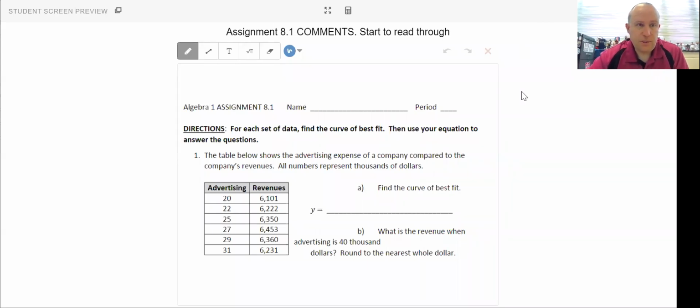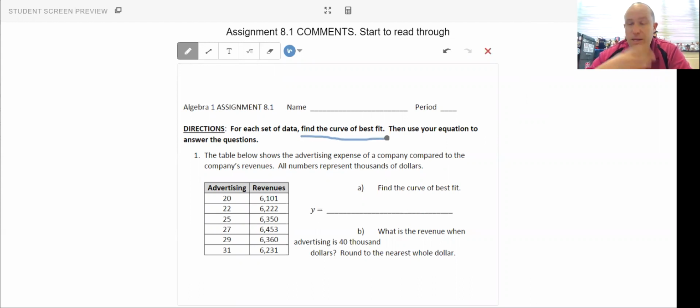This is the video tutorial that goes with lesson 8.2. Right at the start, we're going to look at the previous homework, which was from assignment 8.1, and we're going to start on this first question. So for each set of data, find the curve of best fit. That's kind of like one of our key phrases for these questions.